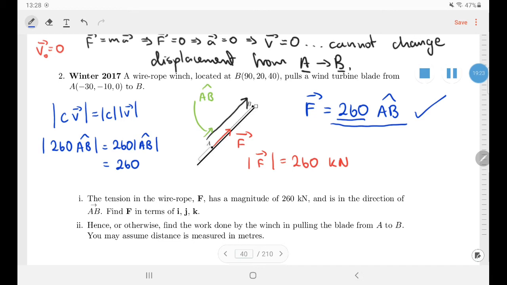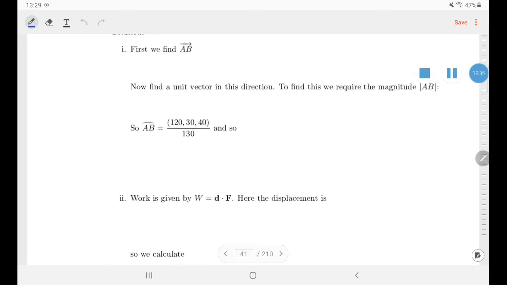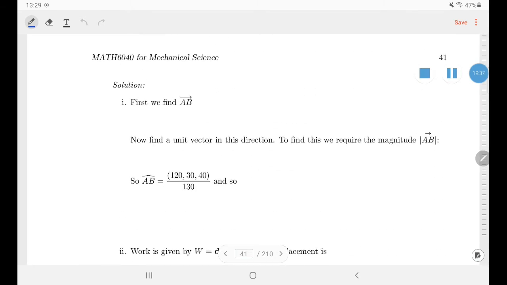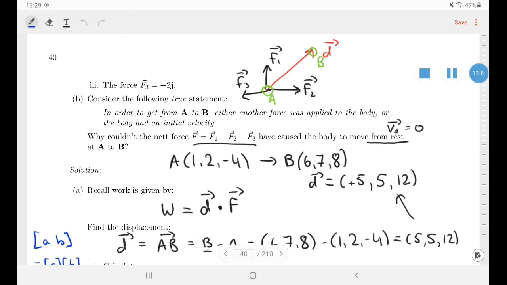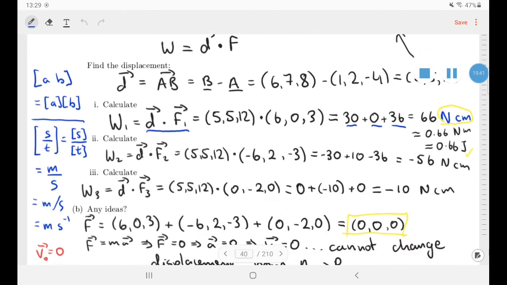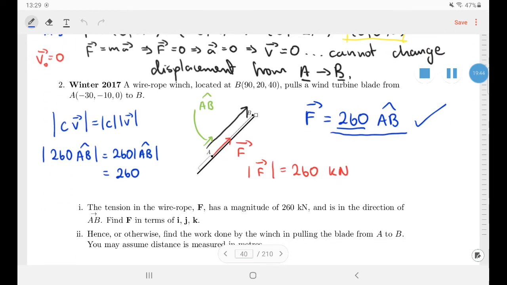Now we might just end up with a nice little shortcut as we go. Okay, now as I've done all this here, we're probably going to do it on the next page as well, and we might see a shortcut as well. All right, let's see. So first we find A to B, right? Because we're going to find AB hat. So the first thing we want to do is find A to B.